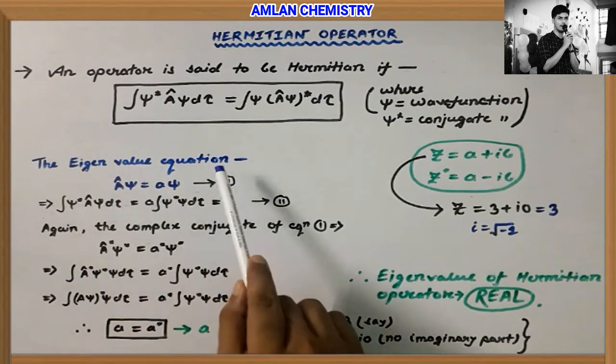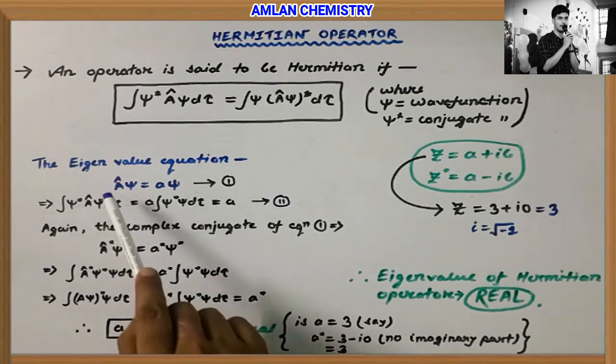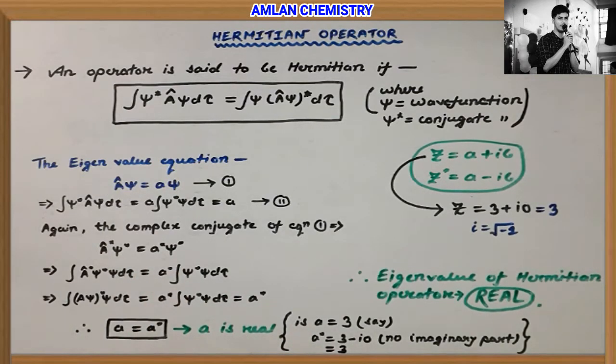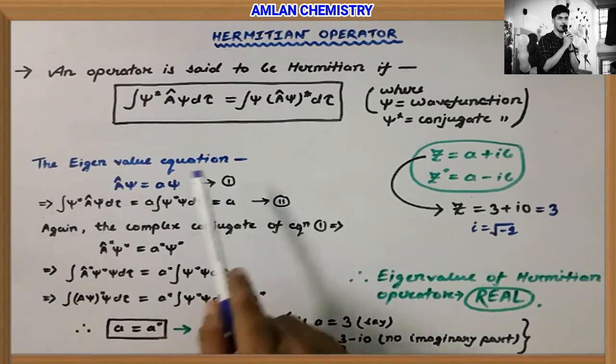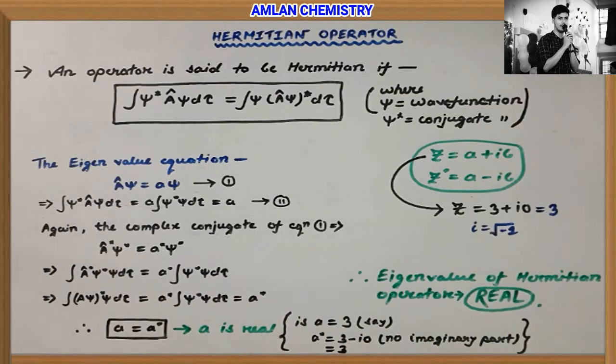The general eigenvalue equation is A cap psi equal to a psi. Now what is this eigenvalue equation? If you remember, it is an equation which involves a particular function operated by an operator, here A cap, and it will give us the same function, here psi, multiplied by a particular value which is known as the eigenvalue.